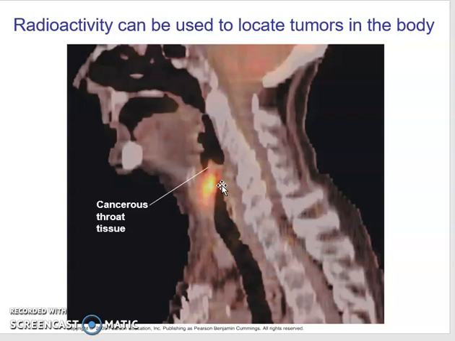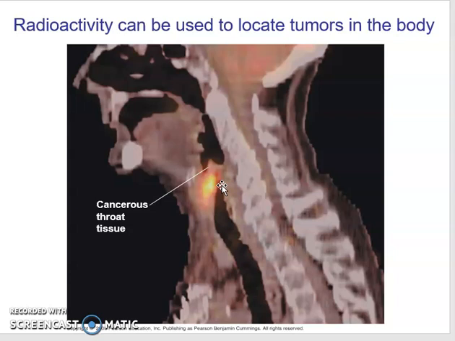So if you could chart which cells in the body were using glucose the fastest, and above the other cells that are around it, you could actually determine which cells were cancerous. Well, how would we do that? We would just put in some radioactive carbon to make glucose, because glucose has carbon in it, right? Sugar has carbon in it.